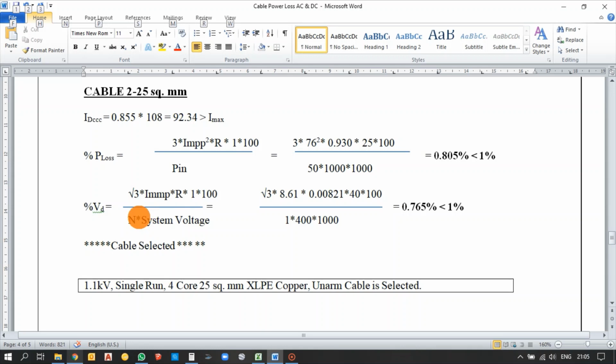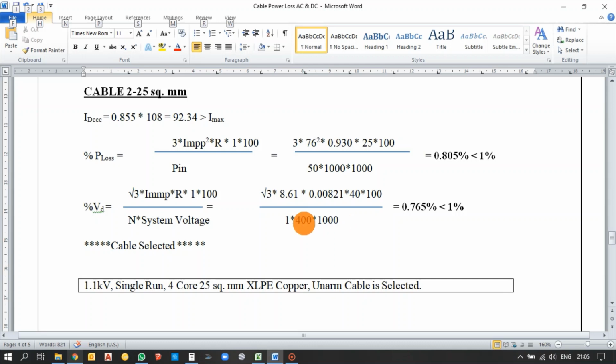And going for voltage drop, it is root 3 IMP R into L into 100 divided by N into system voltage. Equating all this, I am getting the percentage of voltage drop less than 1%. So that is also satisfying my condition. So I am selecting this cable for AC from inverter to AC/DC.